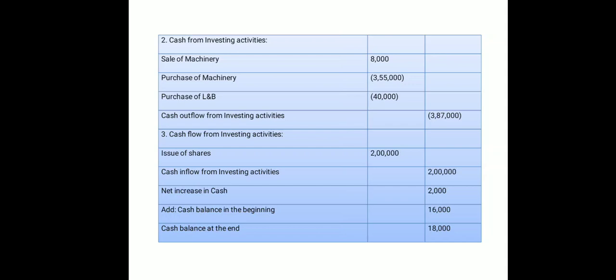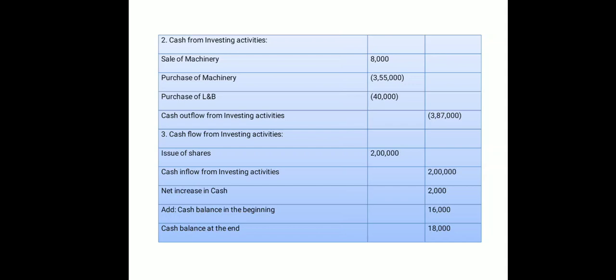So 8,000 is written. Then in the same ledger account we had also purchased machinery, so that is your cash outflow. What I am doing here is keeping whatever is an outflow in brackets, like a negative amount. So purchase of machinery worth rupees how much? 3,55,000.